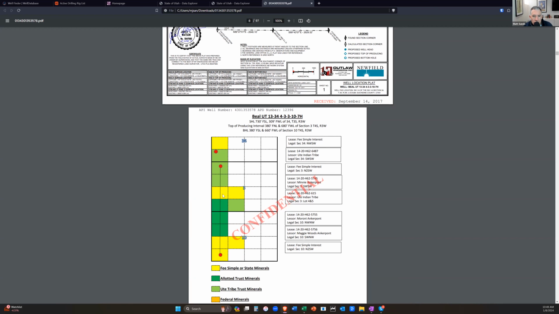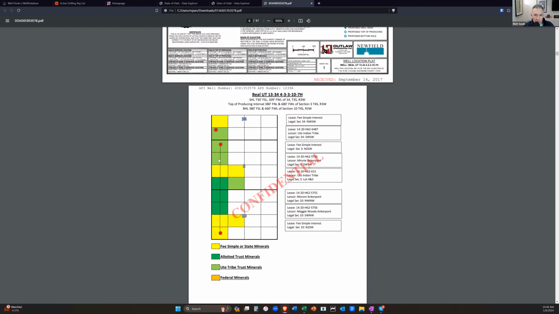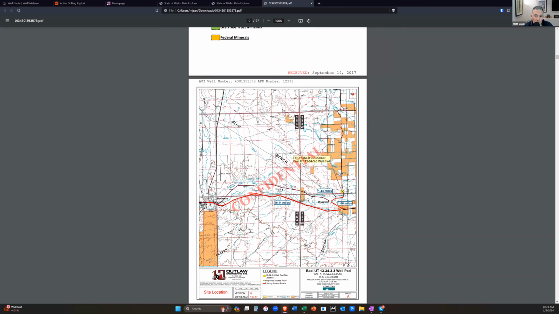In this case, the Ute Indian tribe also has an interest in this dark green section, and this light green. And then there are no federal minerals there. So, kind of useful information that they include here in these submittals in Utah in terms of fee minerals, who has what, leases, and it has lots of useful information here just in this particular well file.